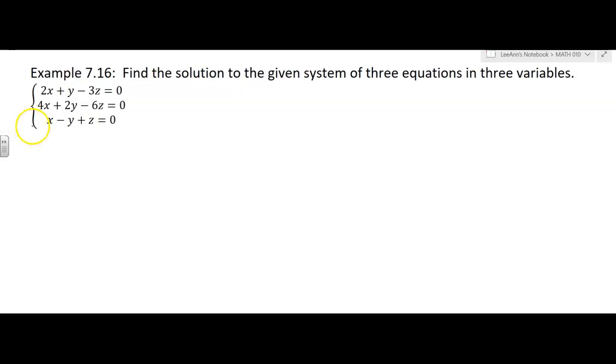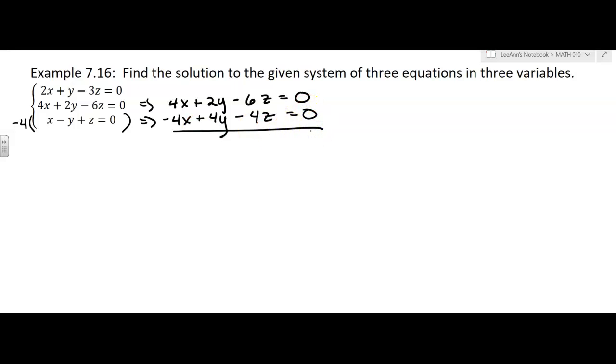I think I'm going to multiply this bottom equation by -4. So then I can add the middle equation and the bottom equation. So the middle equation, I'm just going to copy that down. My goal here is to eliminate the x. And the bottom equation becomes, now remember you're distributing all the way across, so -4x plus 4y minus 4z equals 0. You might have noticed they all equal 0, which I don't know if that's necessarily an indication, but it does maybe look a little odd.